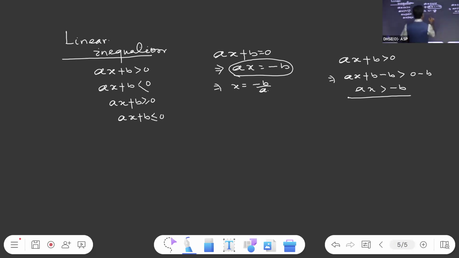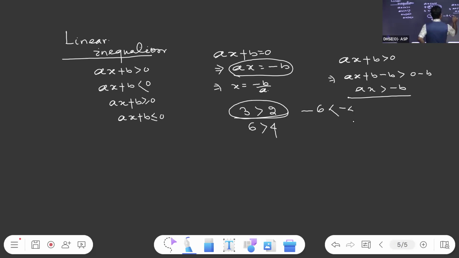Take the example: 3 is greater than 2. If we multiply both sides by 2, then 6 is greater than 4. But if we multiply both sides of the inequality by −2, then it will be −6 less than −4. Okay? −6 is less than −4.